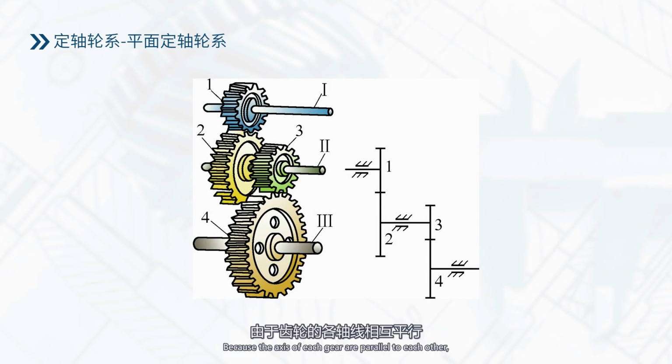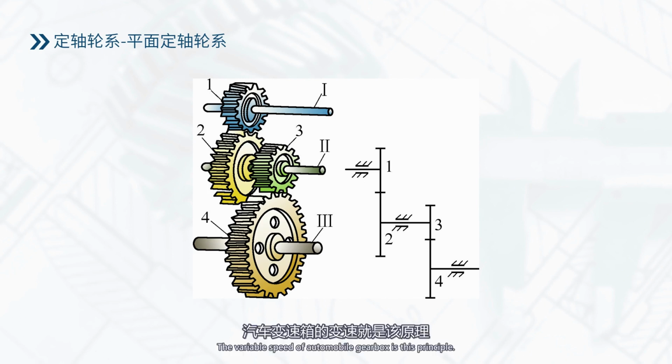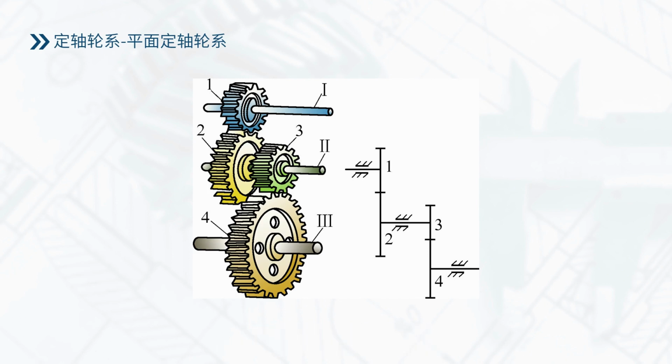Because the axes of each gear are parallel to each other, the gear train structure is relatively simple, the transmission is stable, and it is easy to install and debug. By adjusting the axial movement of the gear, the transmission ratio can be adjusted. The variable speed of an automobile gearbox uses this principle.